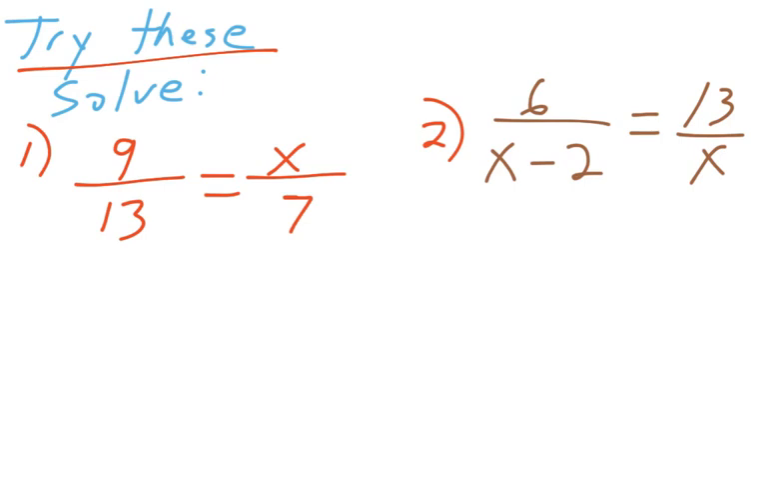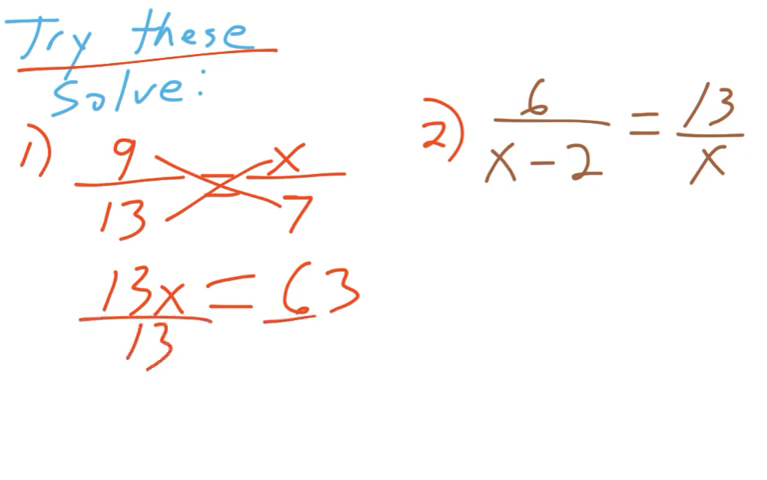Okay, so hopefully you did these on your own to make sure you're checking for understanding here. The first one is the easier one. So we do the product of the means, 13 times x is 13x. Set that equal to the product of the extremes, which is 63. And now to solve, all we got to do is divide by 13. It's just solving the equation at this point.